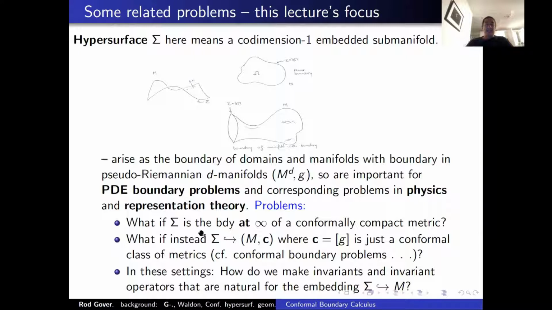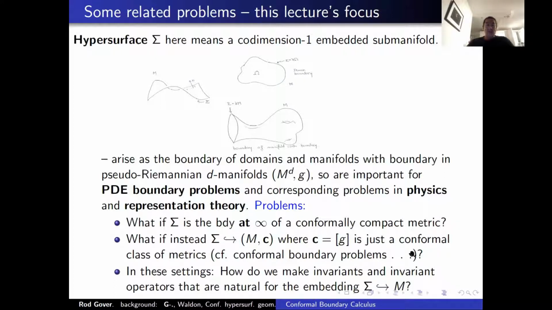And in particular, what if this hypersurface is the boundary at infinity of a conformally compact metric? We just talked about a conformally compact metric. So how do we treat that hypersurface? What if instead, and this is a weakening of the question, if you like, or more general, we think of this hypersurface as just sitting in a conformal manifold. So you now just have a conformal class of metrics.